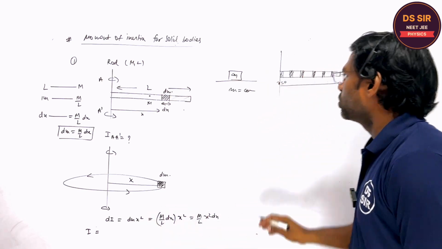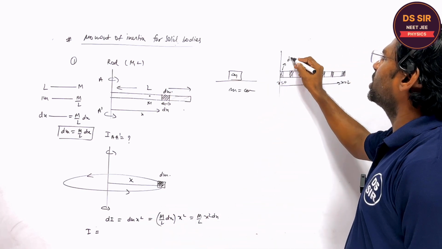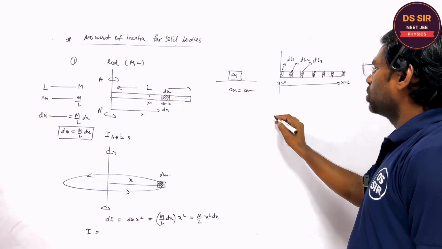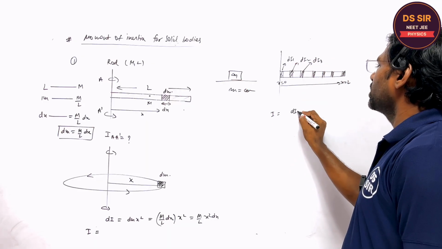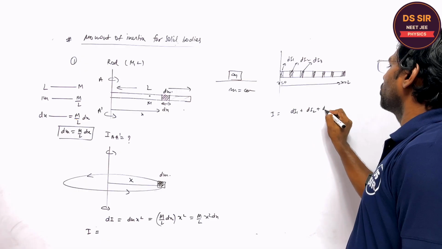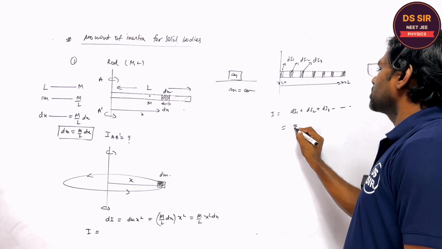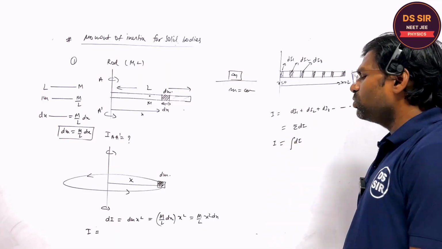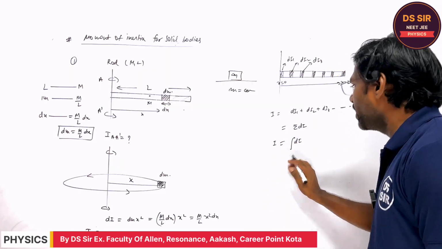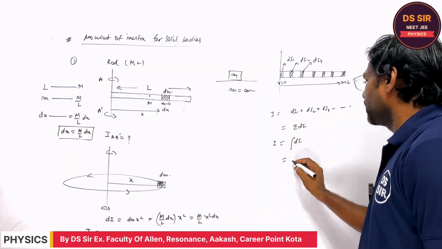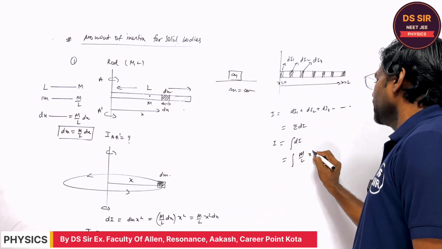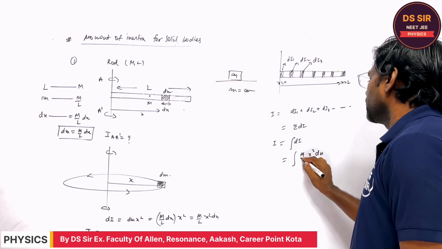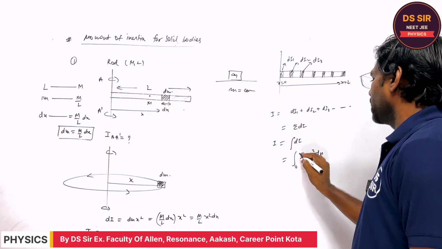So what you have to do? If its moment of inertia is dI1, dI2, dI3, what you have to do? Total moment of inertia is nothing but dI1 plus dI2 plus dI3 and so on. That is the summation of dI. Summation means the integration of dI. So you have to integrate this elemental moment of inertia, right? And the limit varies from, what is the limit? Varshas, can you tell? The limit varies from 0 to L.